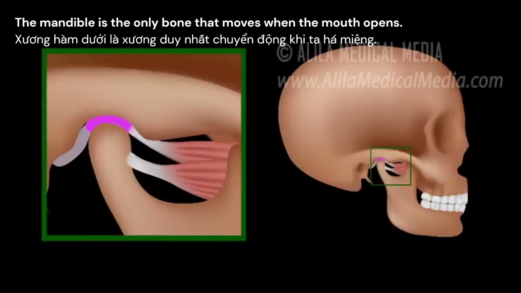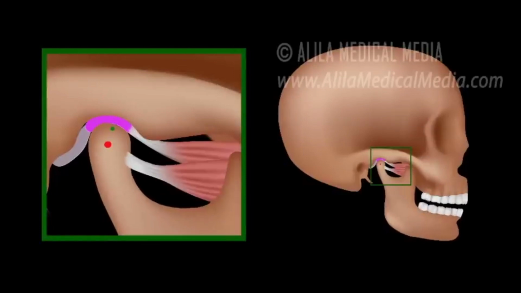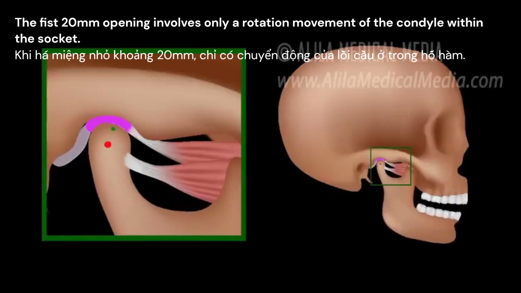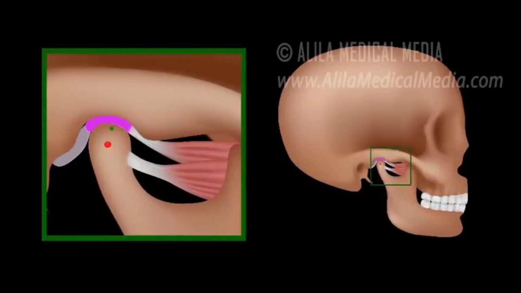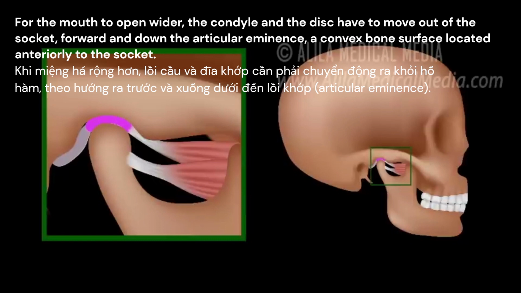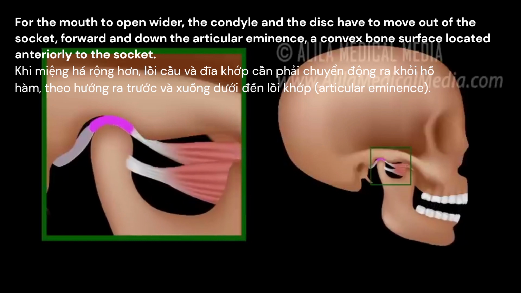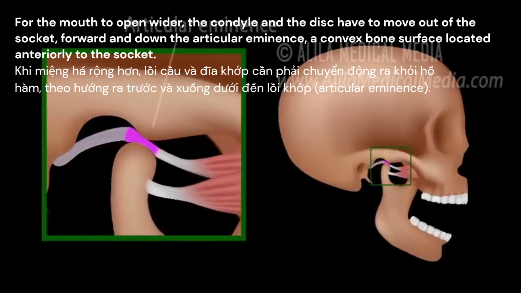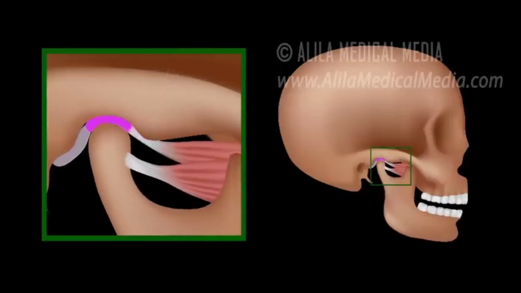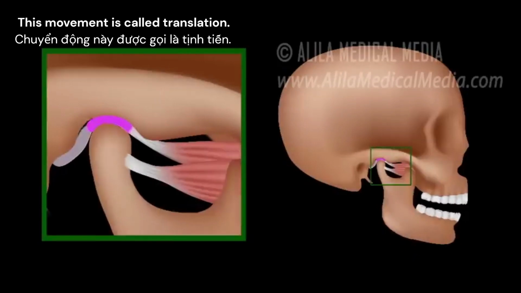The mandible is the only bone that moves when the mouth opens. The first 20 mm opening involves only a rotational movement of the condyle within the socket. For the mouth to open wider, the condyle and the disc have to move out of the socket, forward and down the articular eminence, a convex bone surface located anteriorly to the socket. This movement is called translation.